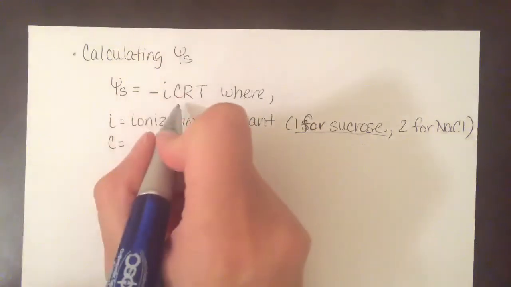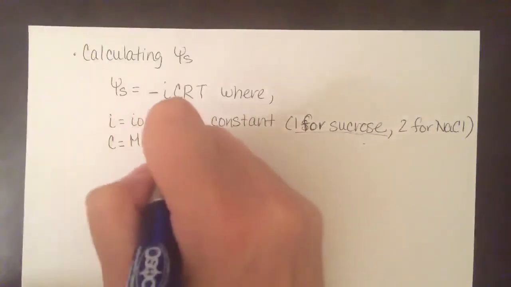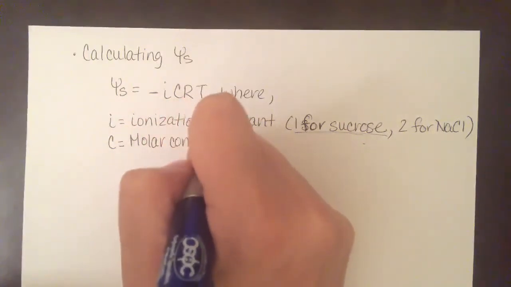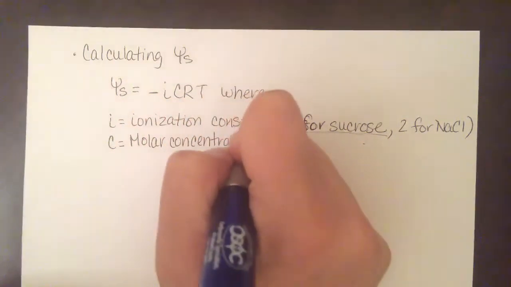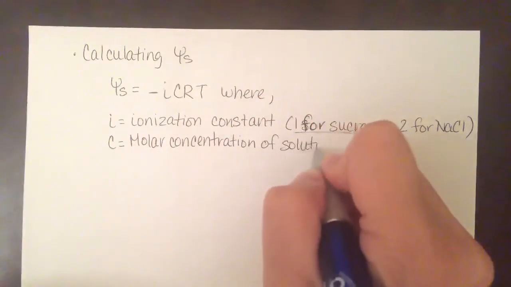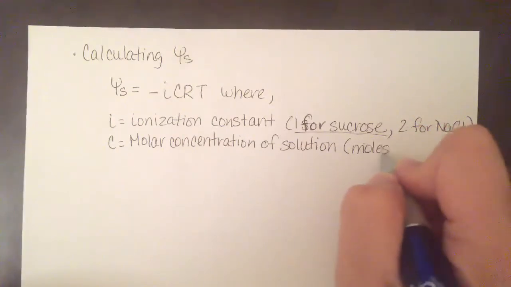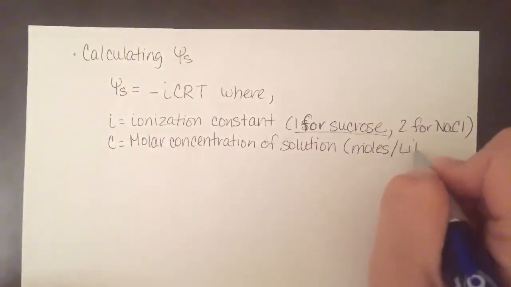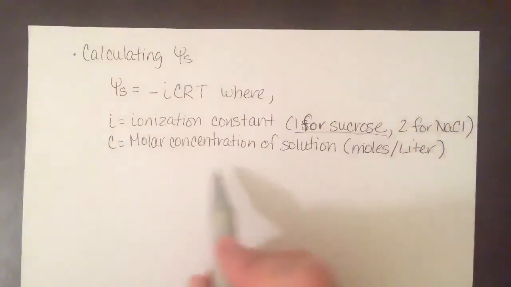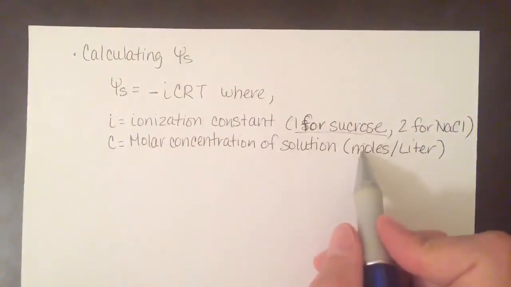Now, what does the C stand for? C stands for the molar concentration of your solution, and this is measured in moles per liter. So that's what the big M stands for. Like when we say 1 molar, that means 1 mole per liter.